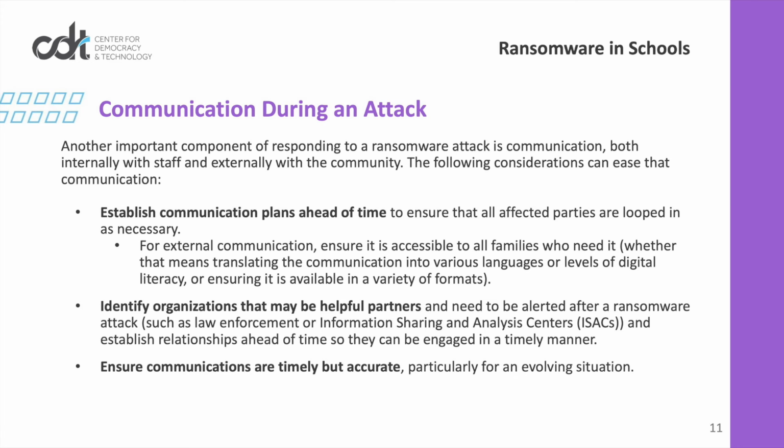For communicating with families, it's important to make sure that the communications are fully accessible. So schools should think about things like what languages and formats the communications need to be in. And finally, schools should aim to communicate in a timely way, but they need to make sure the information is as accurate as possible first. That may mean communicating with internal stakeholders first, or even just being clear in external communications that more information will be coming once it is available.